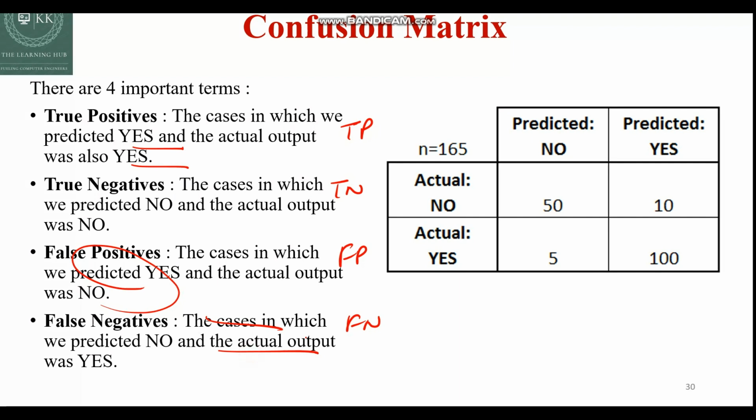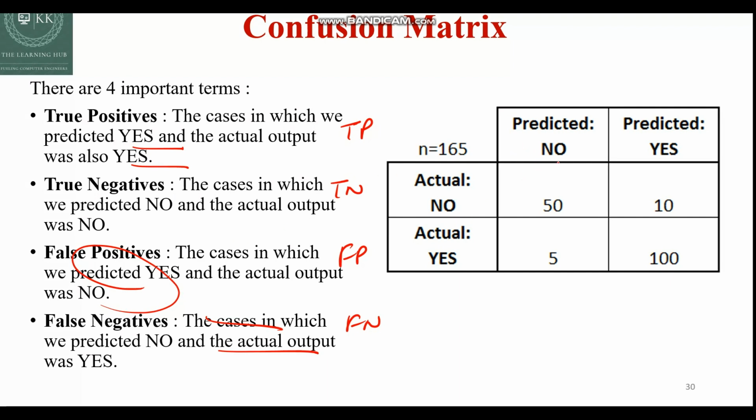Now suppose someone is suffering from a chronic disorder or a serious disease or some illness, and in the reports it has been shown that the patient is not suffering from any disease. In that case the patient will take a very casual approach and will ignore the disease, as he is not aware of it. Why does this happen? Because he was actually positive but it was predicted as negative. So that is the false negative: the cases in which we predicted no and the actual output is yes.